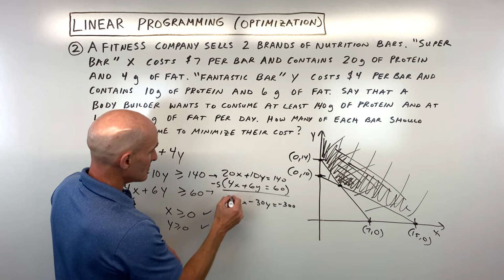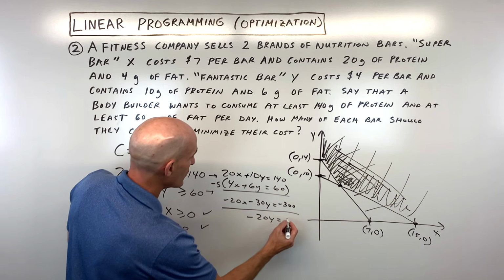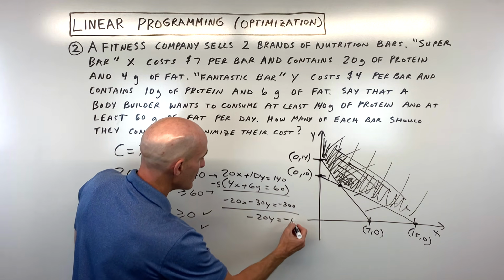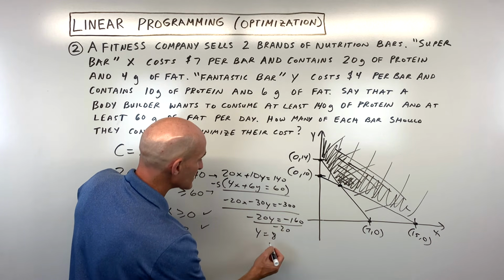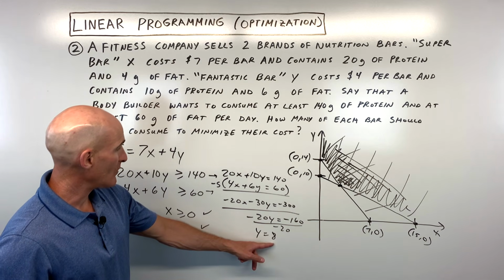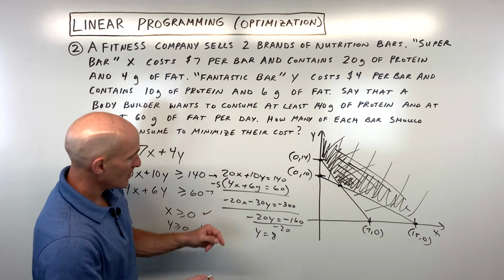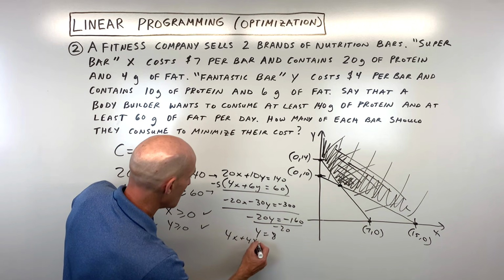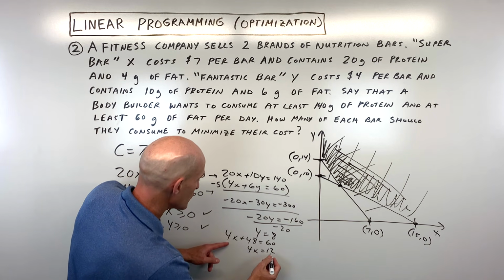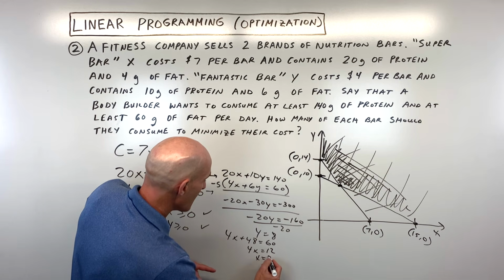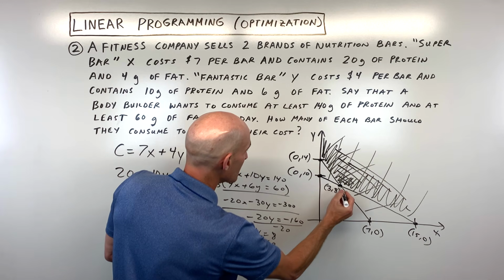So let's add these equations together. The x's cancel. 10y plus -30y is -20y. 140 plus -300 is -160. And if we divide by -20, y is coming out to 8. Now if we take the 8, we can put it back into either equation. I'll do this one here. 6 times 8 is 48. Okay, so that's 4x plus 48 is equal to 60. Subtract 48 from both sides. 4x equals 12. Divide both sides by 4, and x is coming out to 3. So this point right here is the point 3, 8.